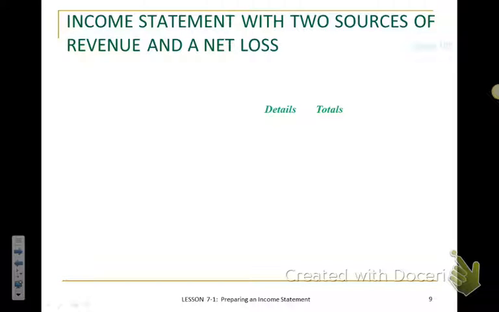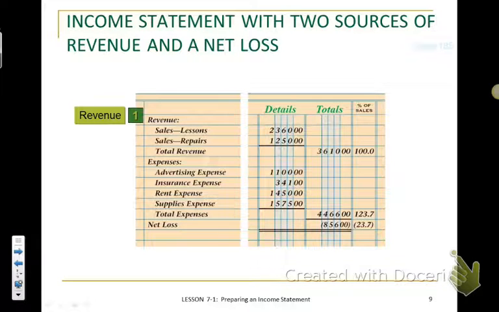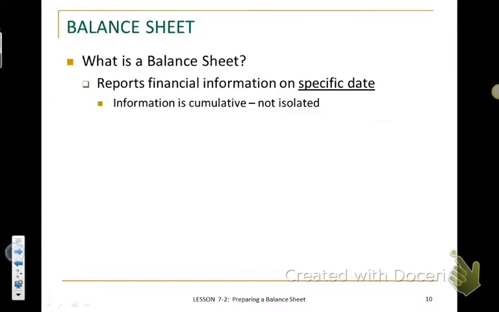Now we shift gears and go over to the balance sheet. Okay, so a lot of you had questions on what the balance sheet is. We talked about a balance sheet back at the end of chapter 1, at the beginning of the school year. A balance sheet is just reporting financial information on a specific date.